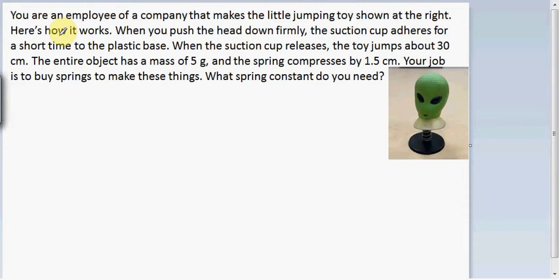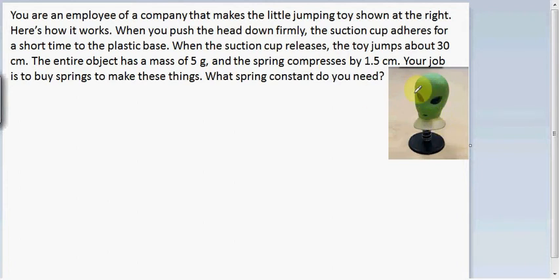Welcome back. This time we're going to do a problem with a spring in it. The problem goes something like this. You are an employee of a company that makes these little toys here, among other things.